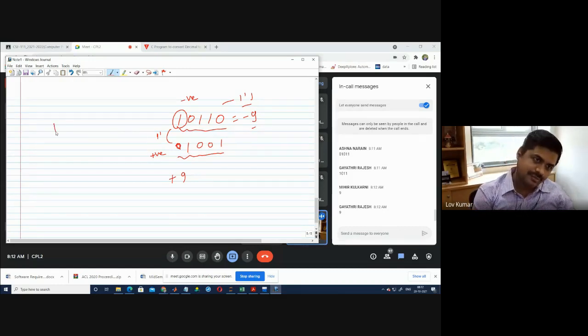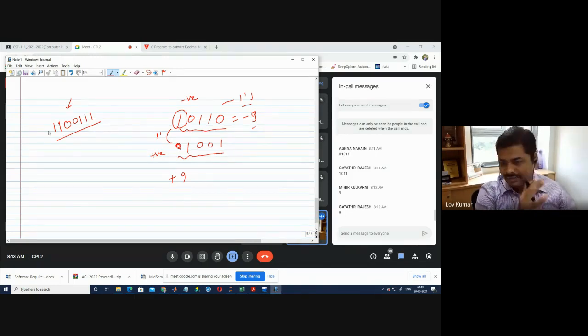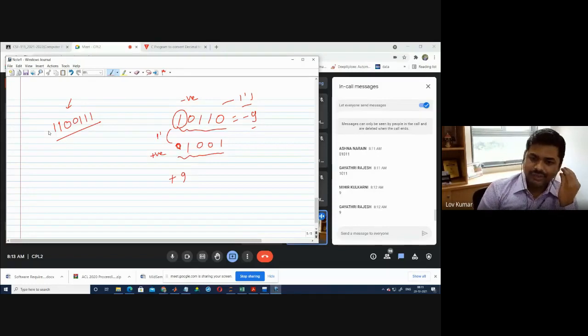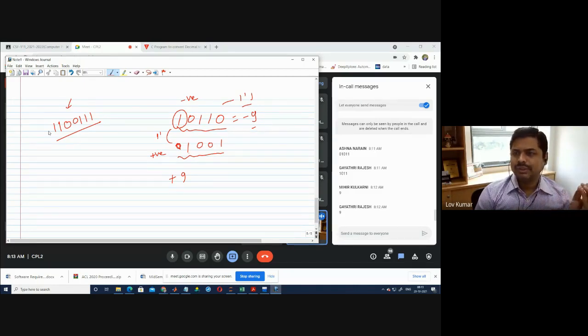Same like that, let us try another one: 1, 1, 0, 0, 1, 1, 1. If this number is in 1s complement, what is the value we get? There is no direct method to find the value. I have already mentioned, if you have x and you take the 1s complement, you get minus x. Again, if you take the 1s complement, you get back the value x.